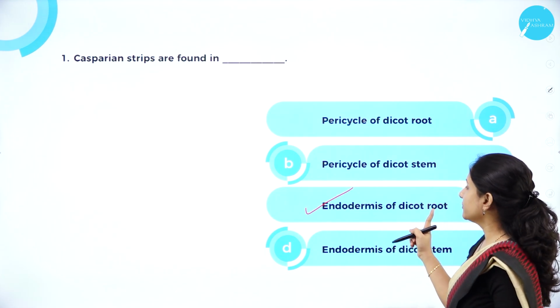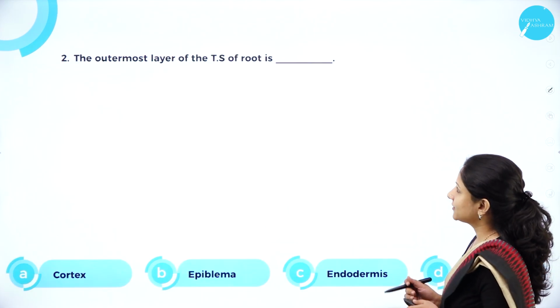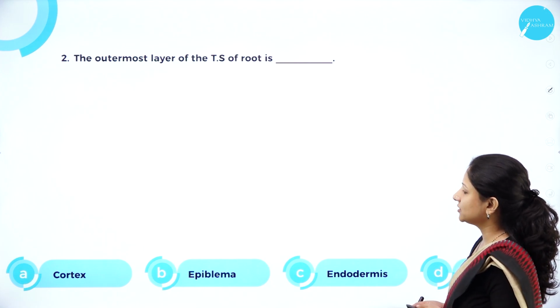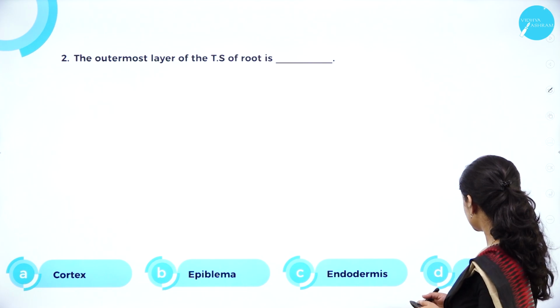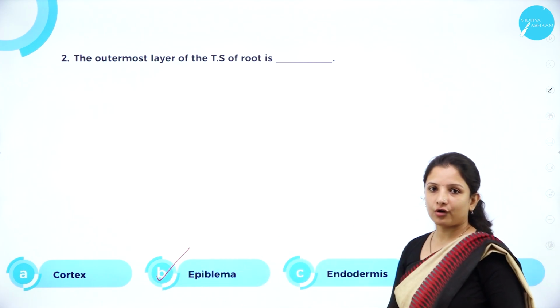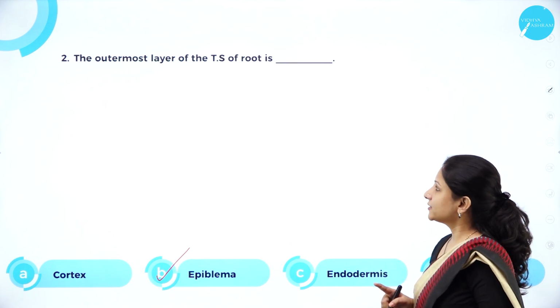It is the endodermis of the dicot root. Option C is the right answer here. Next question. The outermost layer of transverse section of root is cortex, epiblema, endodermis, pericycle. So it is epiblema, which is also called epidermis. So epiblema is the outermost layer of the TS of root.